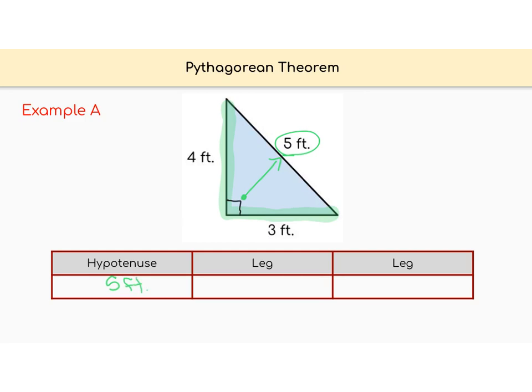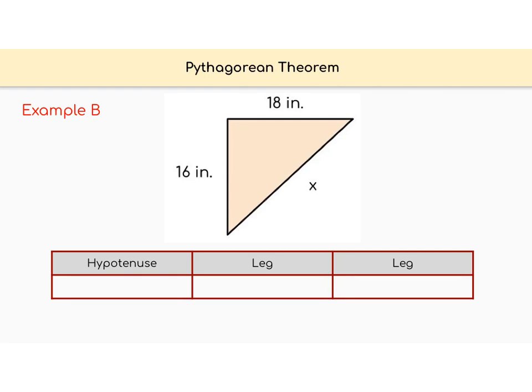Finally, we have the two legs. And the legs are the two sides that make up that right angle. So in this case, it's 3 feet and 4 feet. One leg is 3 feet, and the other leg is going to be 4 feet. And the legs are always the two shorter sides of the right triangle.